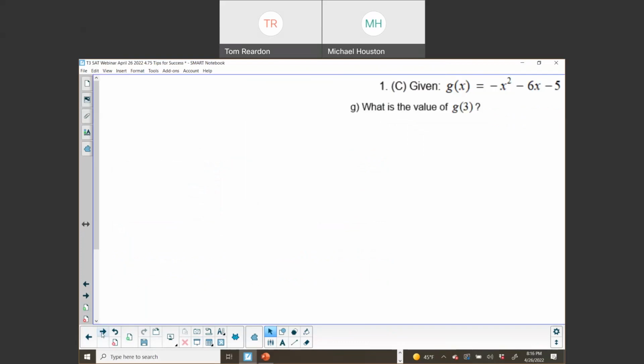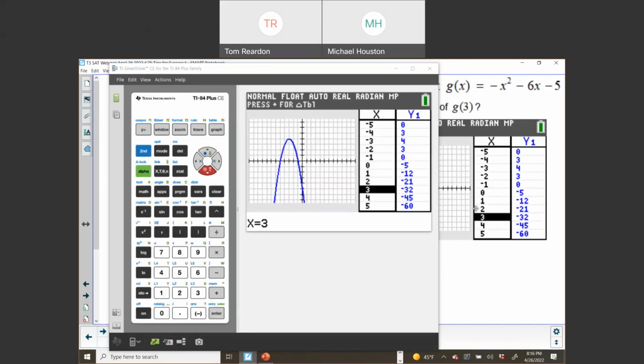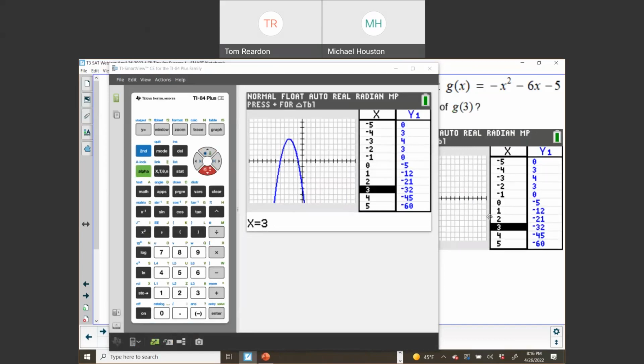All right, so also you might be asked to evaluate a function on the SAT at a particular number, and you may be able to use a calculator or not. So I'd make sure they understand that. For this one, I can actually just go down to x equals 3 and see that the function value is -32. And it doesn't have to be in the graph and table. I could also trace to the graph.